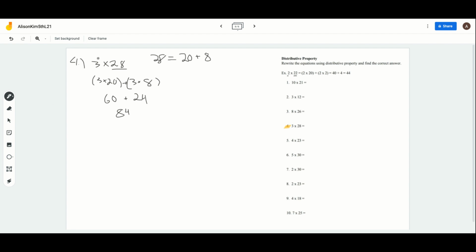Distributive property is when you split the numbers up. And for this worksheet, you have to split these equations up using distributive property and then find the answer. And let's see if our answer is correct. Number 4 is 84, and we got 84.